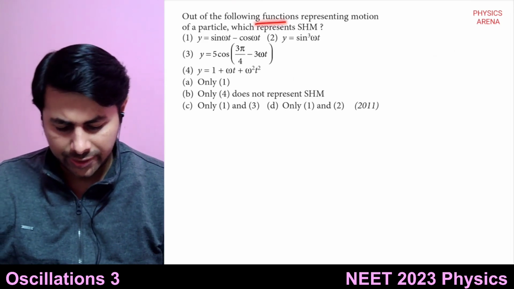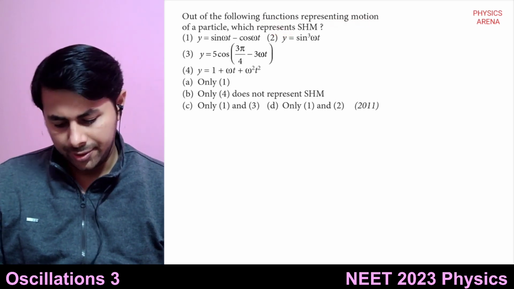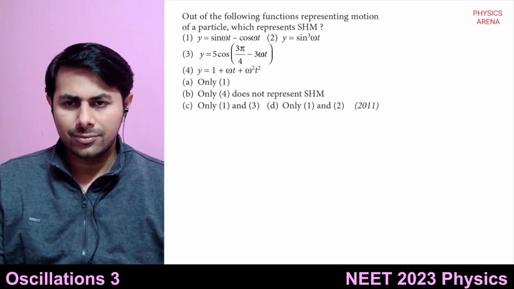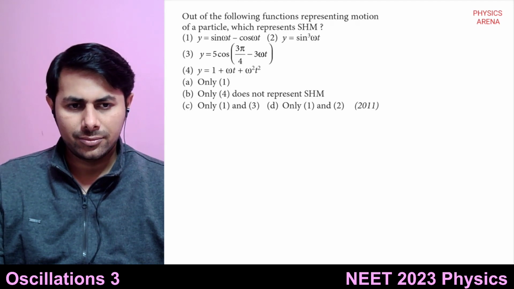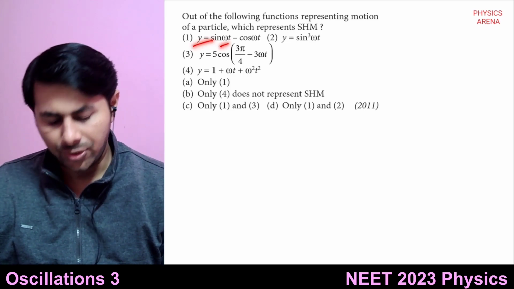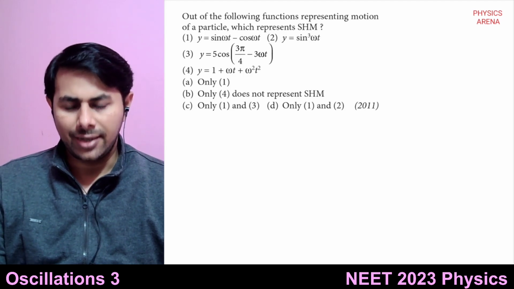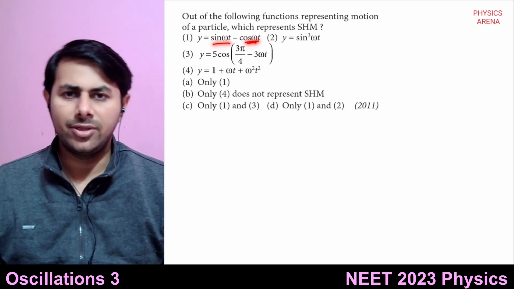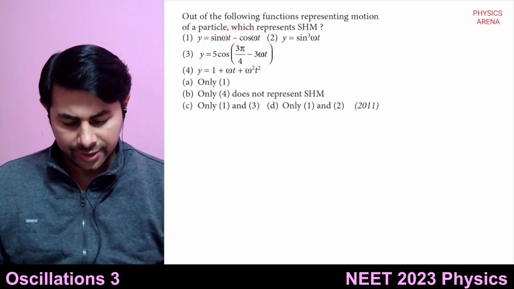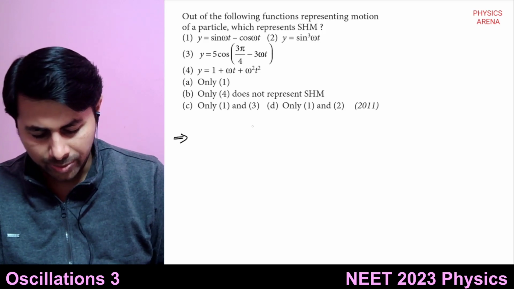Out of the following functions representing motion of particle, which represents SHM? Tell me. First is SHM, yes or no? It is, right? This is a combination of two SHMs having same frequency. So it's an SHM. Second one, is it an SHM? Let's talk about second one.